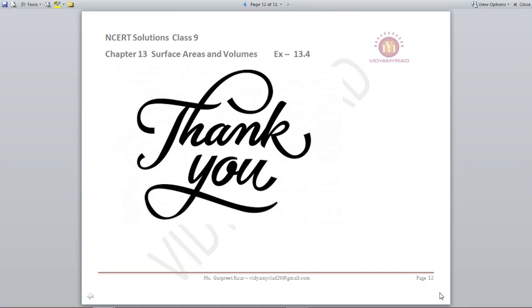So children, with this we finish exercise 13.4, and it was quite easy. Just two formulas you have to remember and see whether the question is talking about a sphere or a hemisphere. Put the radius into the formula and you will be able to get the answers very easily. So very soon I am going to come with exercise 13.5.